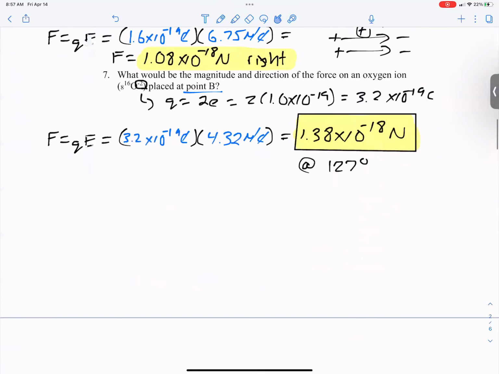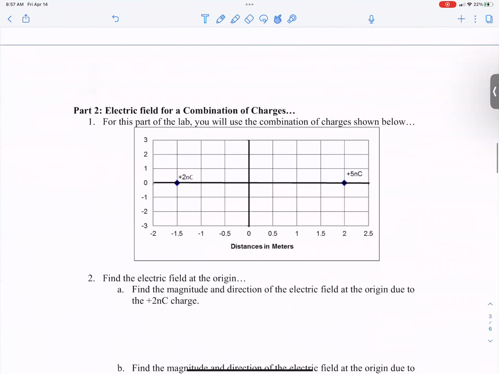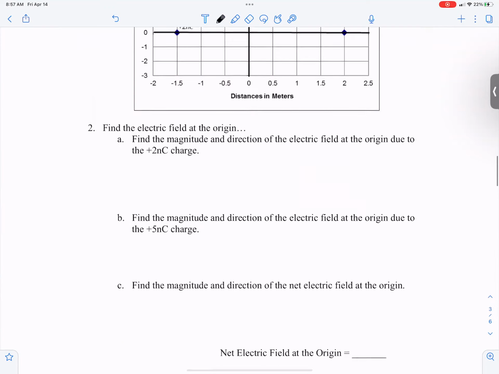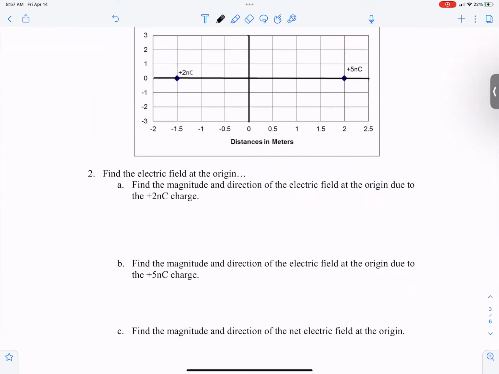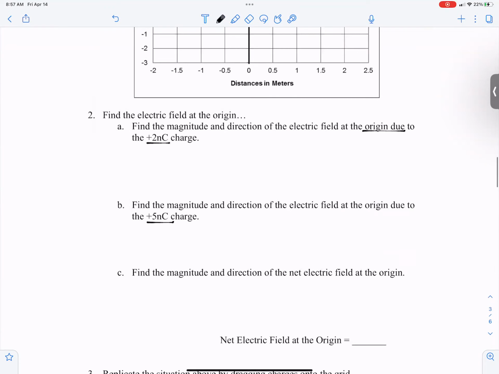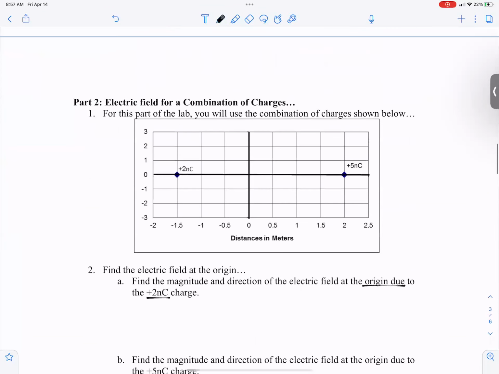Okay. Now, moving on to part 2, this time we have multiple charges. So anytime you have multiple charges, you're going to draw what's called a field diagram. We're going to start by finding the magnitude and the direction of the field at the origin due to the positive 2 nanocoulomb charge, then at the origin due to the 5 nanocoulomb charge, and then we're going to find the net or total field at that point. Since this involves a net electric field calculation, all net electric field calculations require a field diagram for you to figure out the overall direction of it.